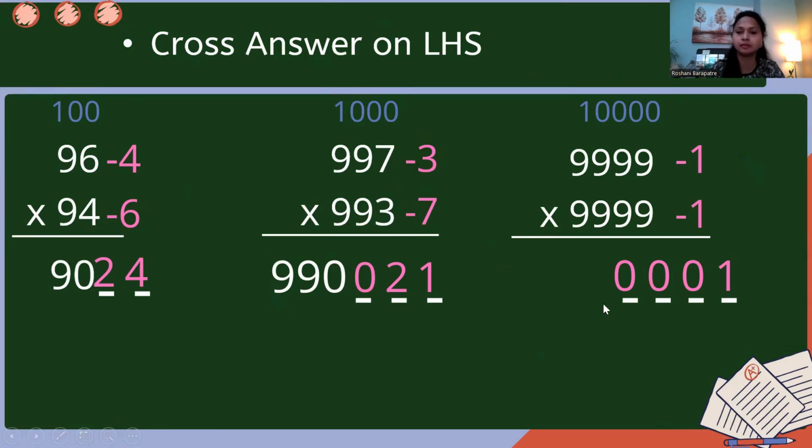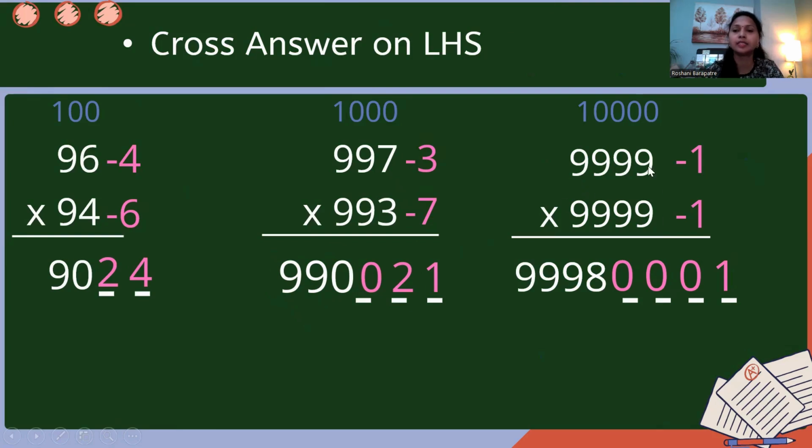And then here we are getting minus 1. Just cross this one or this one. Anyway, you can do the calculation. So you are going to get 9,998. And our final answer will be the left hand side and right hand side together. This is the final answer, this is our final answer and this is our final answer.